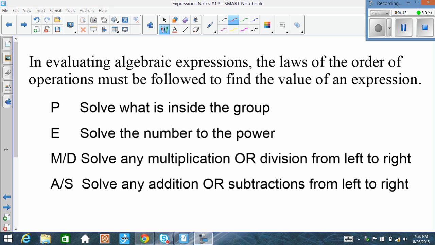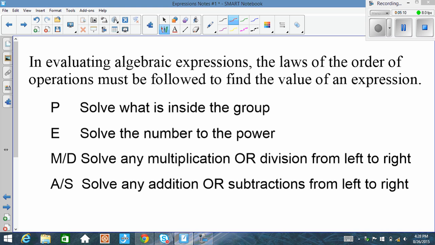When evaluating algebraic expressions, the laws of the order of operations must be followed to find the value of an expression. P: solve what is inside the group, which is parentheses. E: solve the number to the power, for exponents. M/D: solve any multiplication or division from left to right. And A/S: solve any addition or subtraction from left to right. Now sometimes I replace this P right here and I call it G for group.